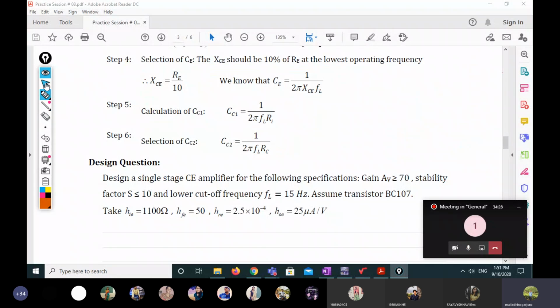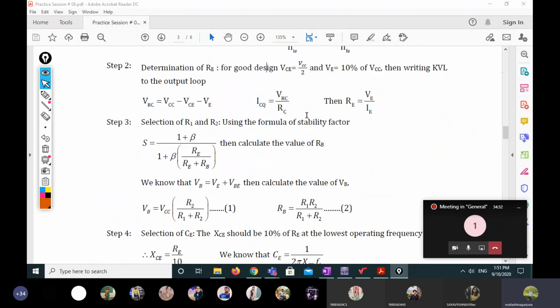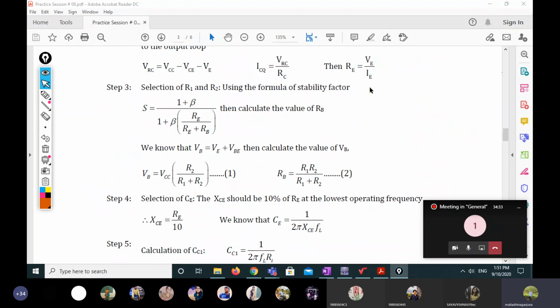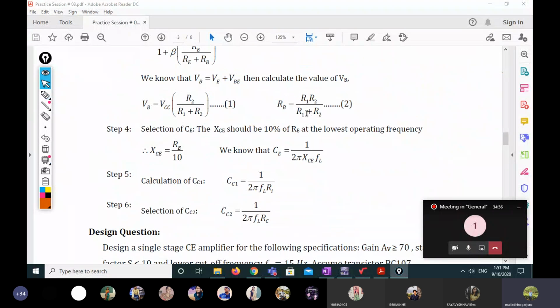So the total 6 steps are there here. Step 1 to calculate RC, step 2 to calculate RE, step 3 to calculate R1 and R2, step 4 to calculate bypass capacitor, step 5 to calculate C1, that is input coupling capacitor, step 6 is to calculate output coupling capacitor. Total 6 steps.